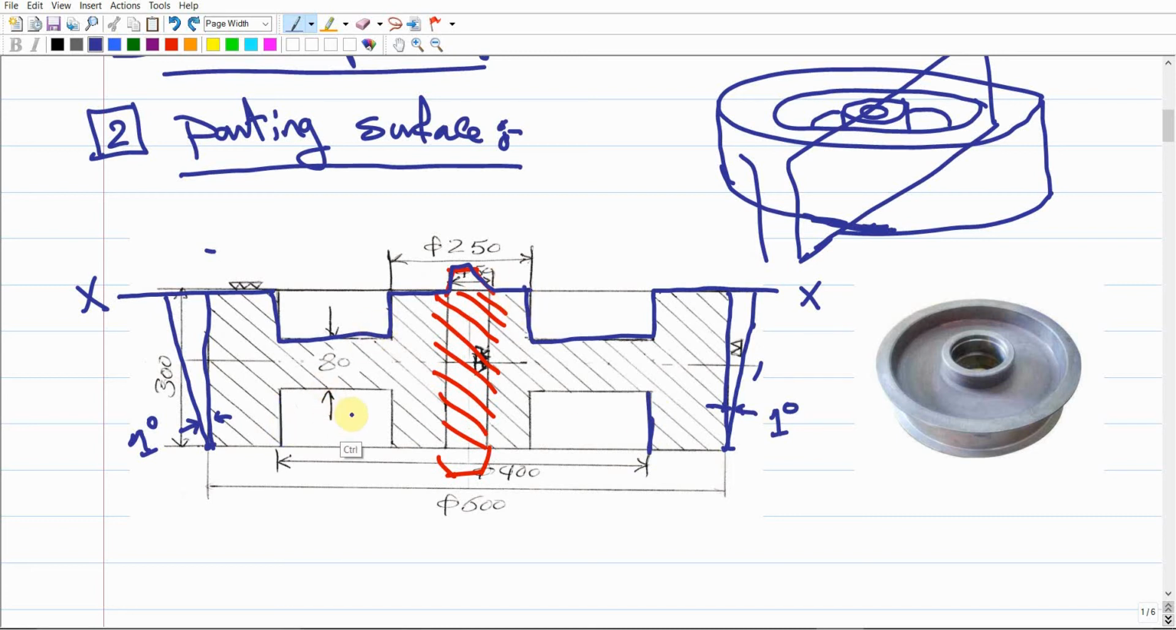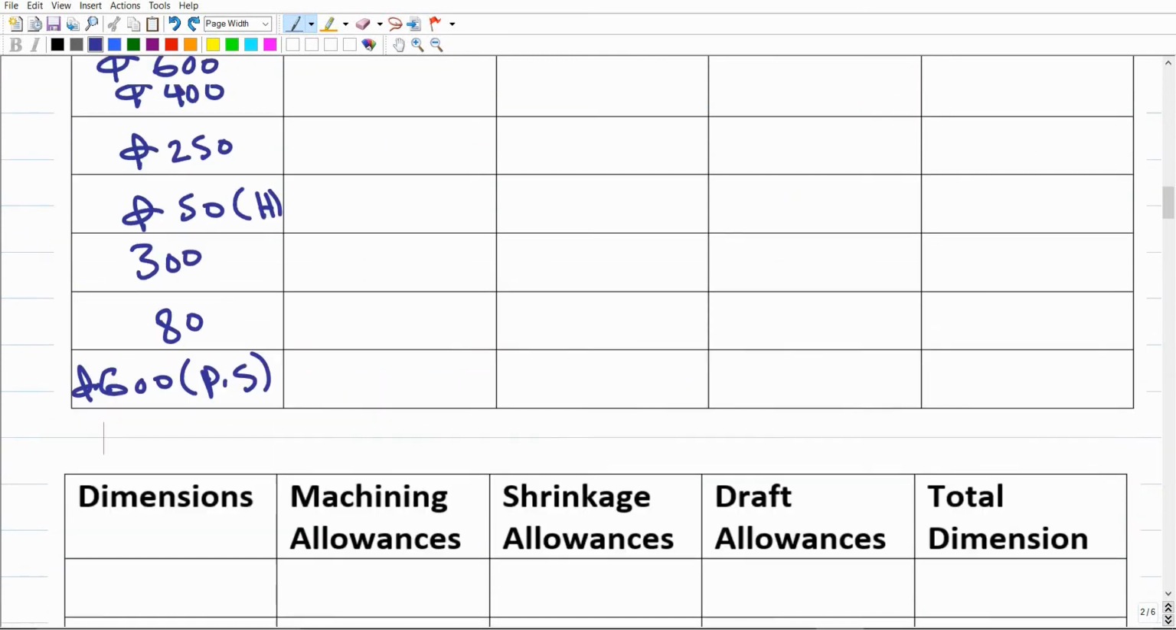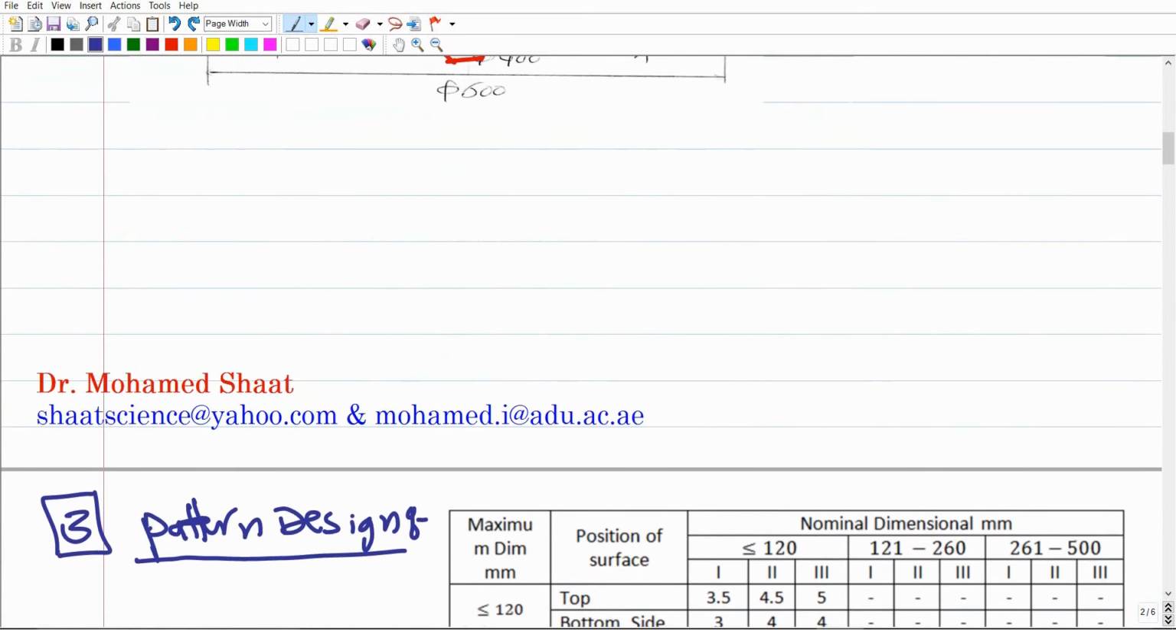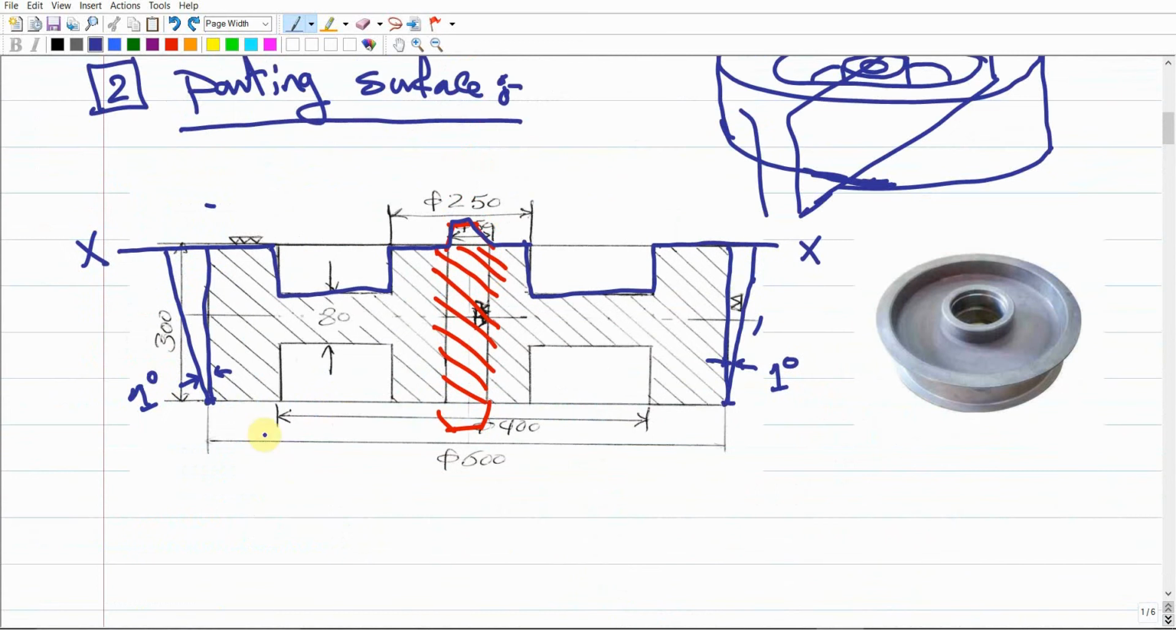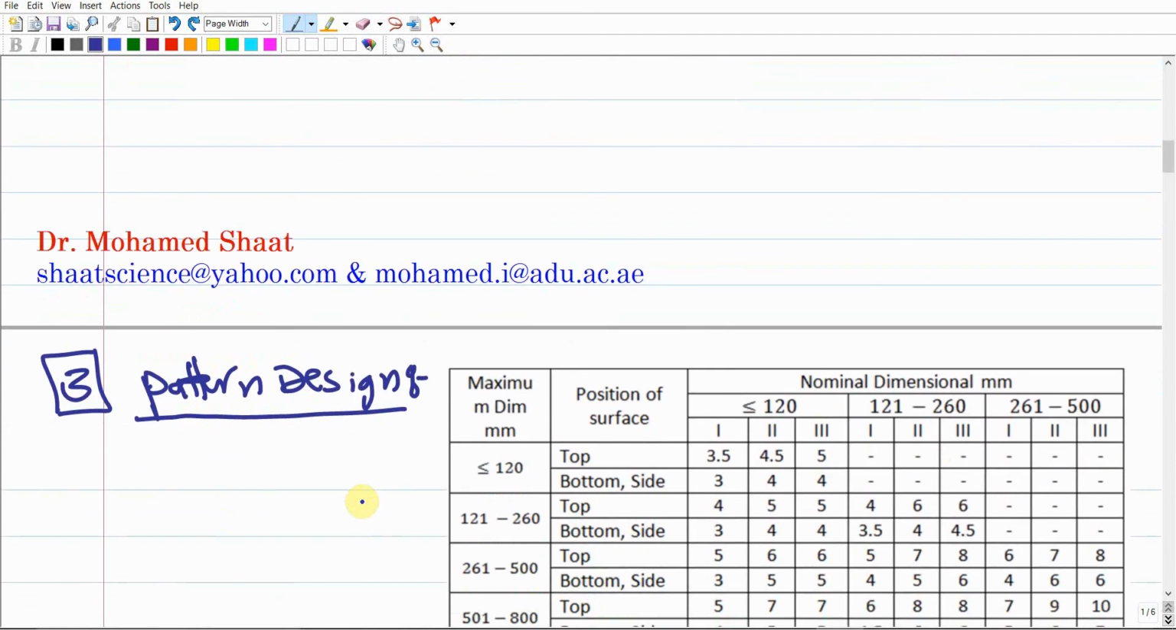But any vertical dimension has two or three possibilities. The vertical dimension would connect top surface to bottom surface, or top surface to another top surface, or bottom surface to bottom surface. So there are three options that we have to investigate for all the dimensions that are already filled in the table, and this is what we're gonna do. Make sense?